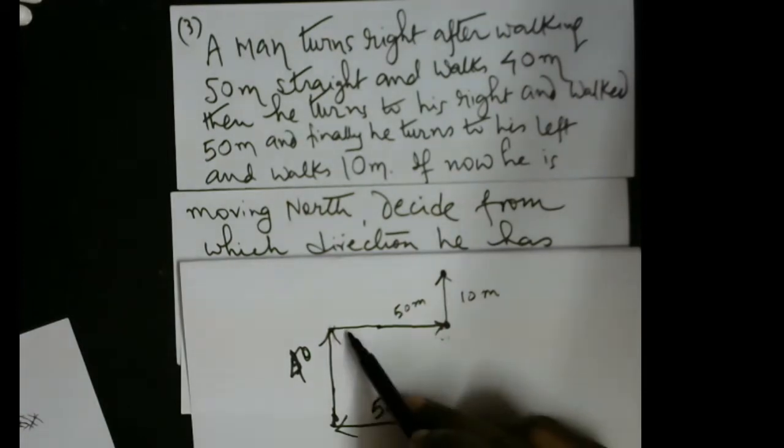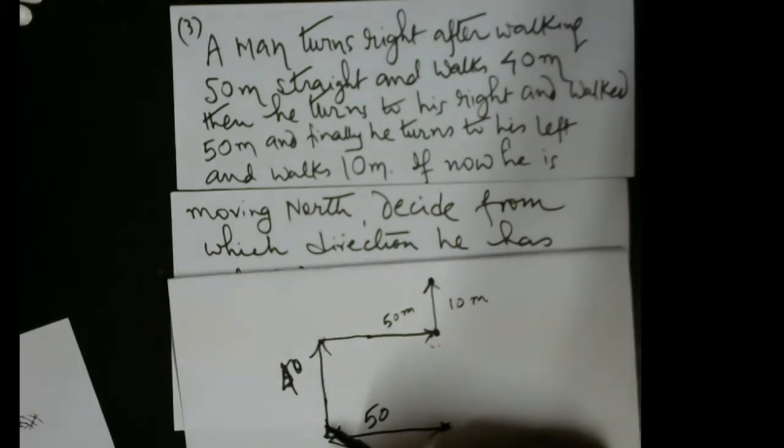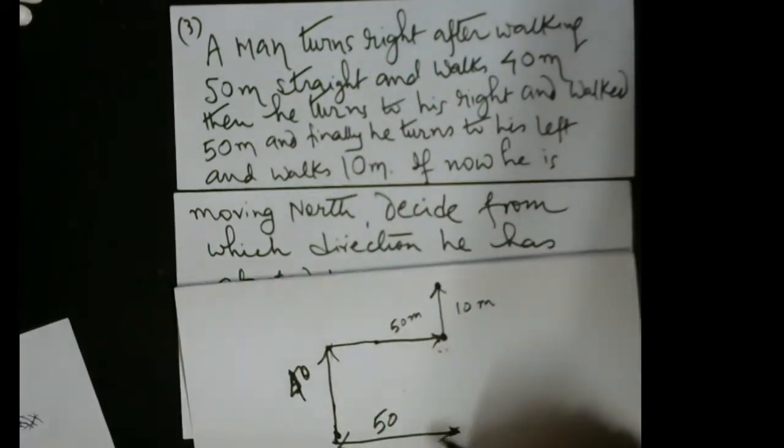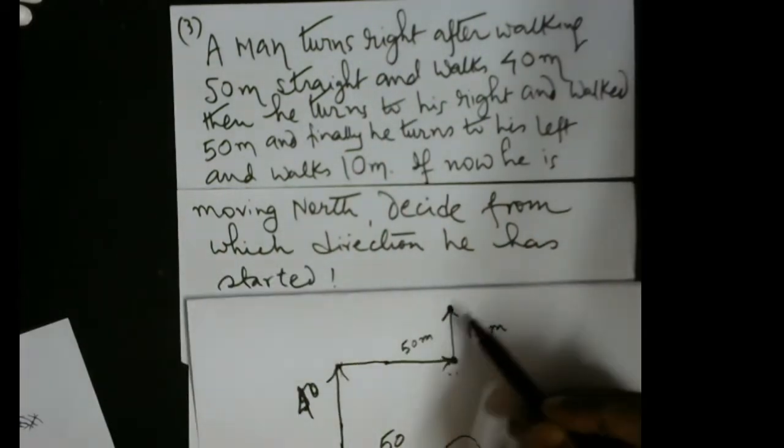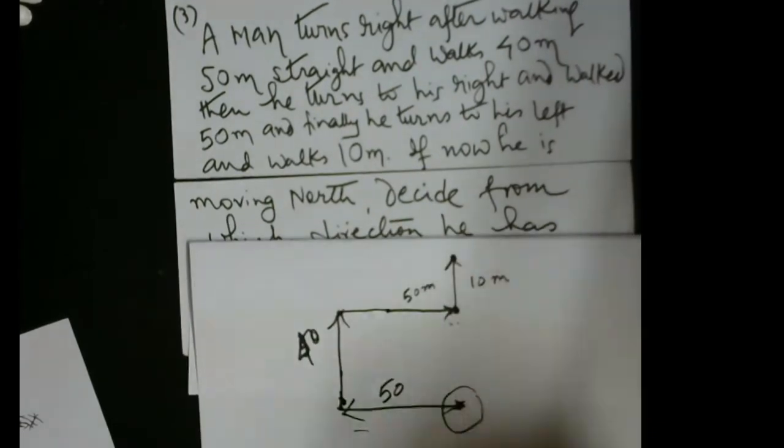Going back, right turn. Then it was right turn, I am taking left turn, 40 meters. Then it was right turn, I have taken left turn again, and 50 meter. This is the final, this is the initial. So this is an opposite question.